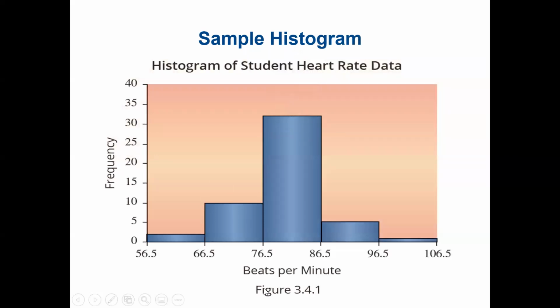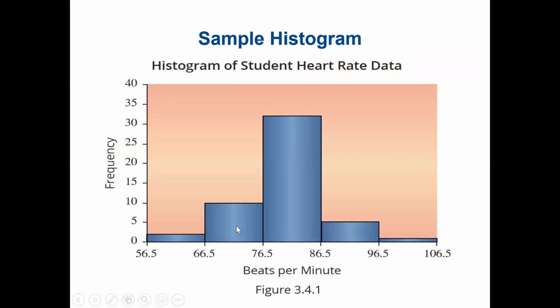So this is a very good example here. In this histogram, we have student heart rate data. We can see that on the horizontal section, we have the beats per minute. And then the frequency will tell us how many students we have. So for example, within the class of 56.5 to 66.5 beats per minute, let's say we have 3 students.